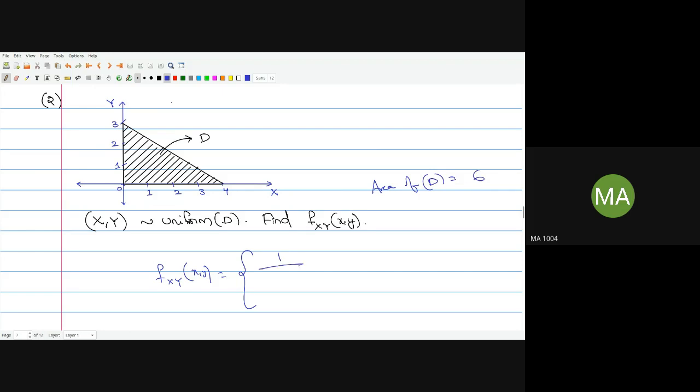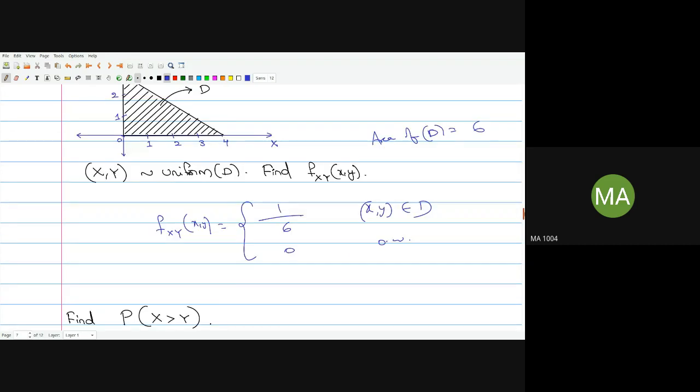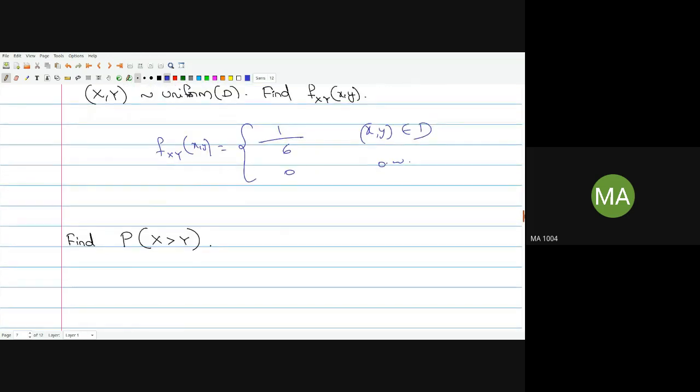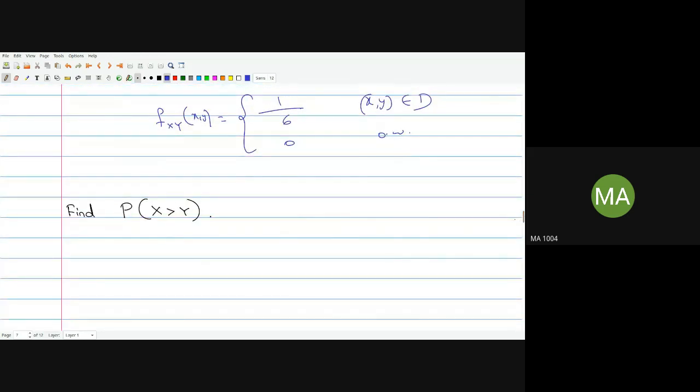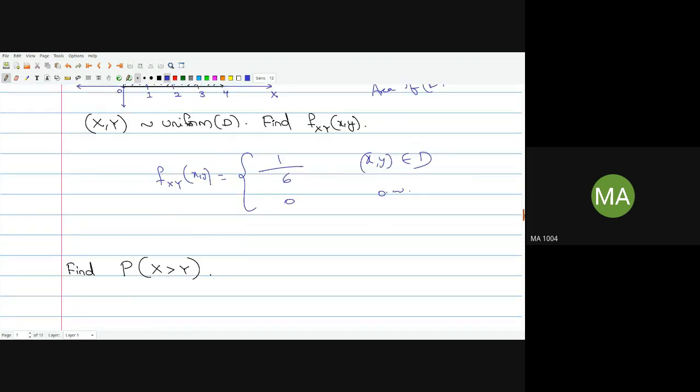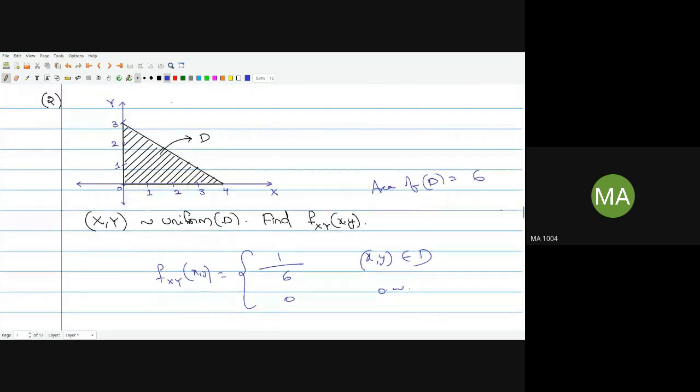So f_XY of x comma y will be 1 by 6 when x comma y is in this region, and it is 0 otherwise. Now, all these things we can compute. What if we had asked you this: what is the probability that x is greater than y? Inside this region, we asked you to find the probability that x is greater than y.